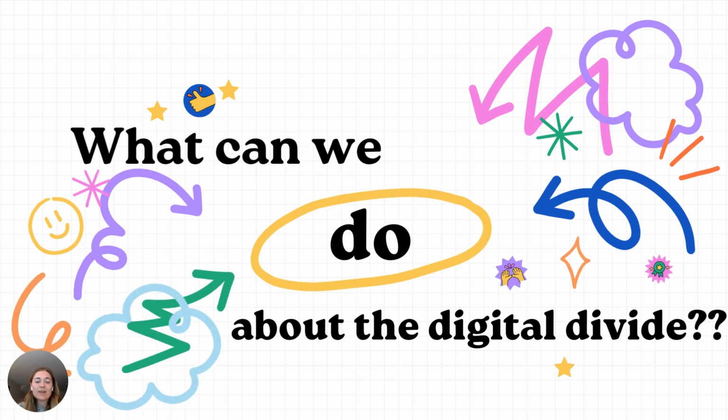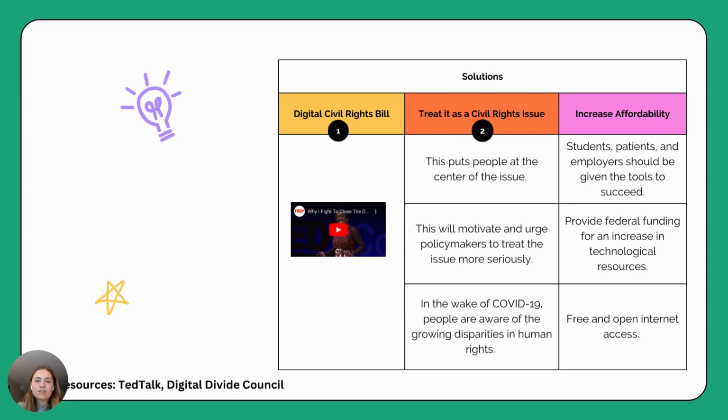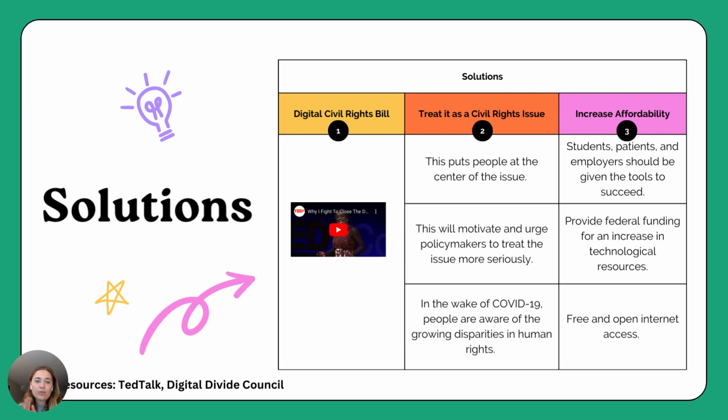So the last thing we're going to talk about is what can we do about the digital divide? I summarized the issue into three solutions. The first one is the Digital Civil Rights Bill, which was talked about in the TED Talk, Why I Fight to Close the Digital Divide. In this presentation, Mignon Clyburn talked about her experience working for lots of different organizations, but also Lifeline Modernization, which helps low income people lower the cost of internet service, calls for diversity in media ownership, and fights to preserve free and open internet.